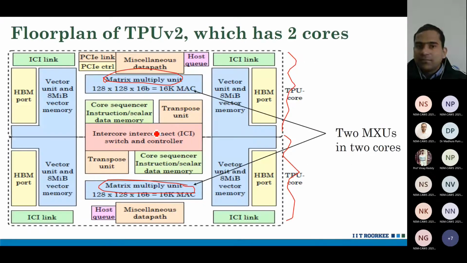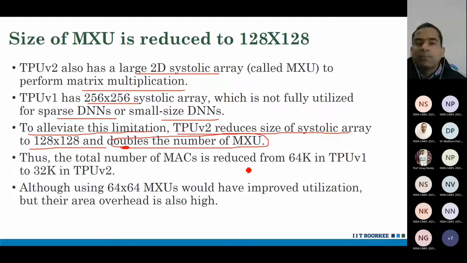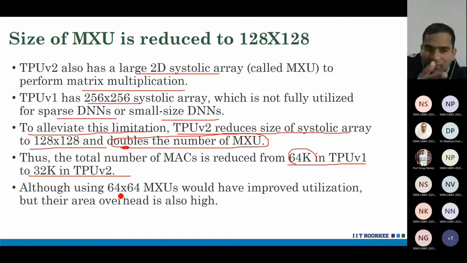So that's why each MXU is smaller, but they have two of them. Total number of MACs is reduced from 64K in TPU version 1 to 32K in TPU version 2. Instead of going from 256 to 128, they could have further come down to just 64. That could have improved utilization, but the area overhead would become too high.